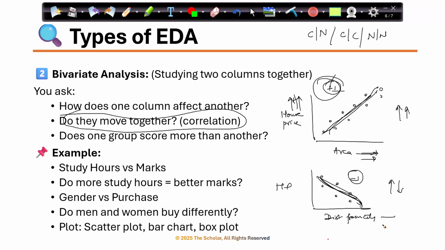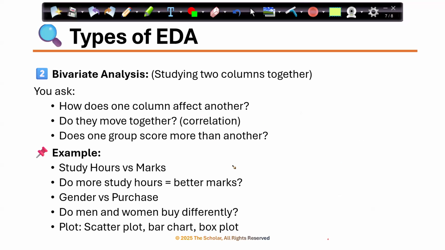Same way, when this is increasing, the distance from the city, my house price is decreasing. So in that case, my correlation will be on the negative side. And again, it can be -1 or more close towards the negative, right? So we'll talk about more correlation in the future sessions, maybe tomorrow or day after, right?